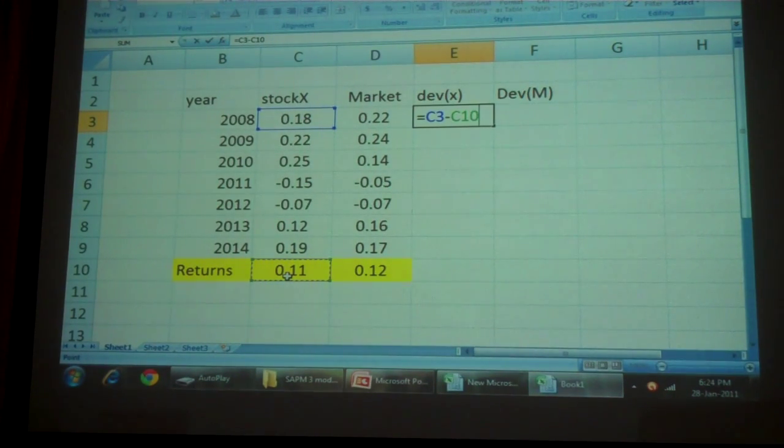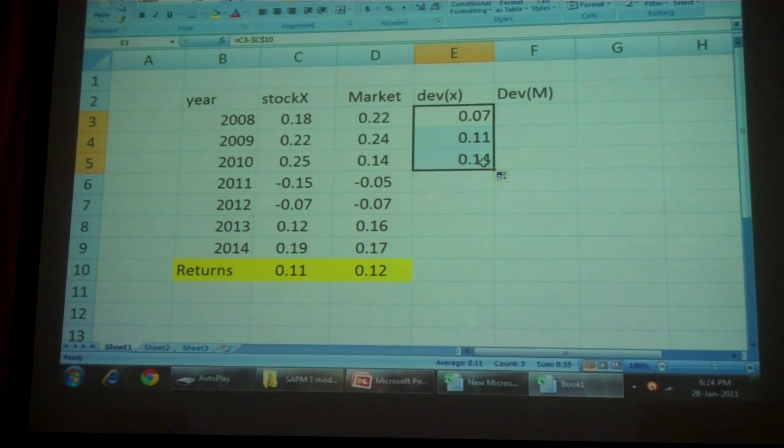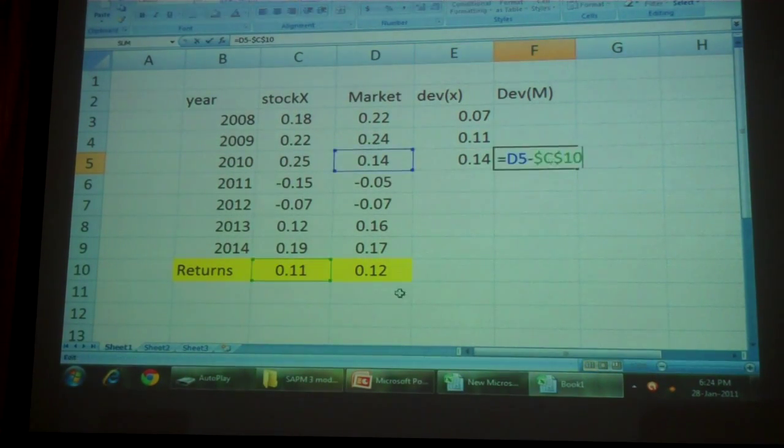Correct? If I lock, let's say I press F4. F4 button, what will it do? It will lock the cells. Now C is locked, 10 is also locked. The problem with this is what? If I scroll down, it works fine. Now you see, click F2 for editing mode, you can see 25% minus 11%, that is correct. But if I scroll to the right, I want deviation of market also. Still it will take this 11%.